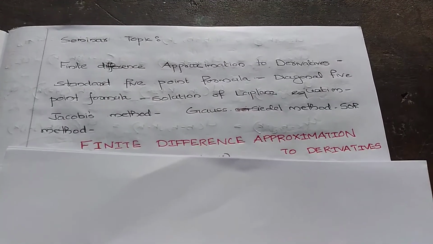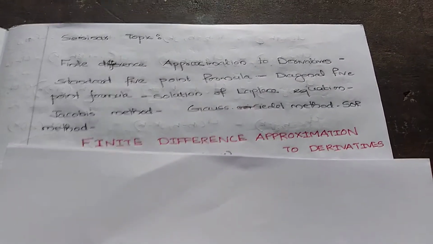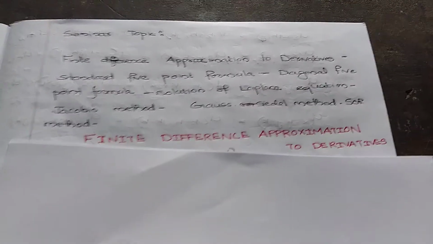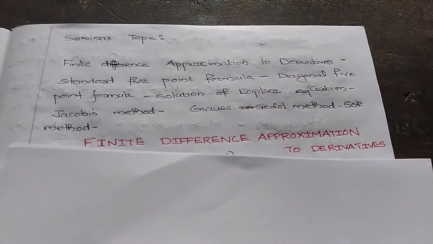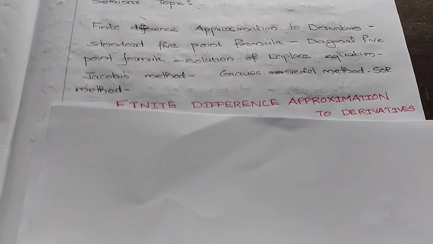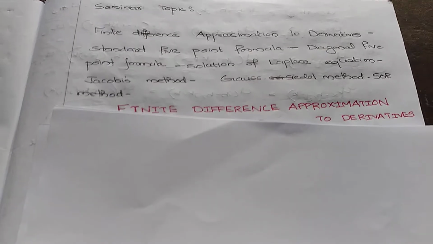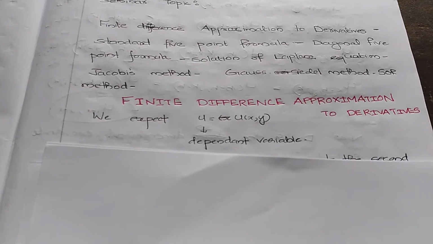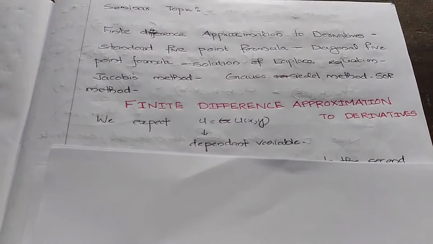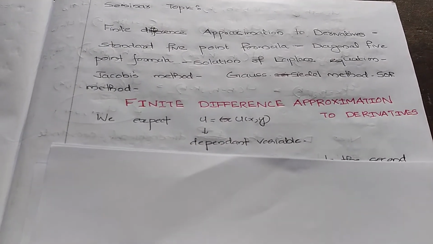Today we are discussing finite difference approximation to derivatives. Finite difference approximation is used to find the solution of partial differential equations numerically. Suppose we consider a function with two independent variables, that is u is equal to u of x, y. u is dependent, and x and y are independent variables.